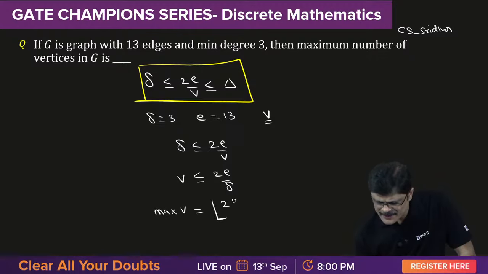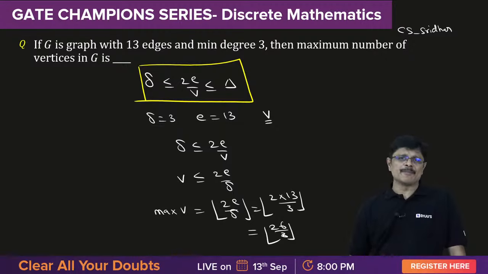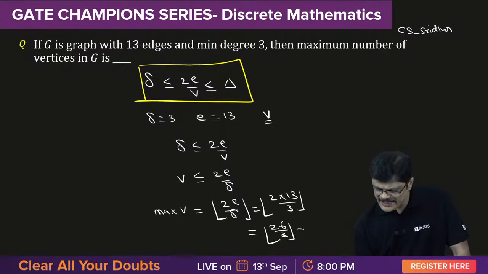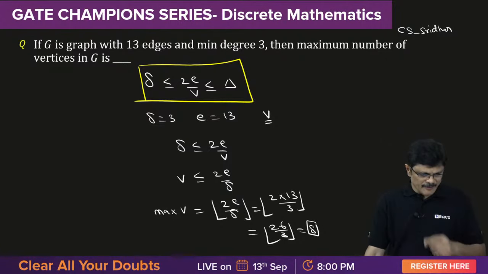the floor of this answer. So that is 2 into e. What is e, sir? Number of edges 13, by minimum degree 3. So that is 26 by 3, which is 8 point something. Floor of 8 point something is 8. So the answer for this problem is 8. One of the interesting important variants, my dear friends.